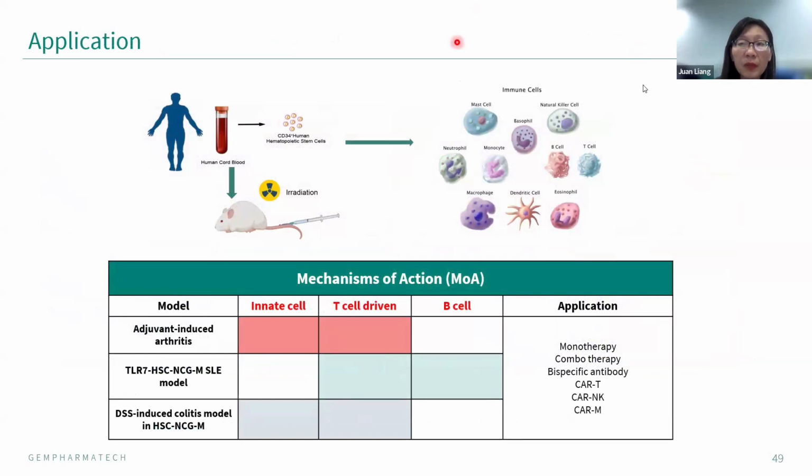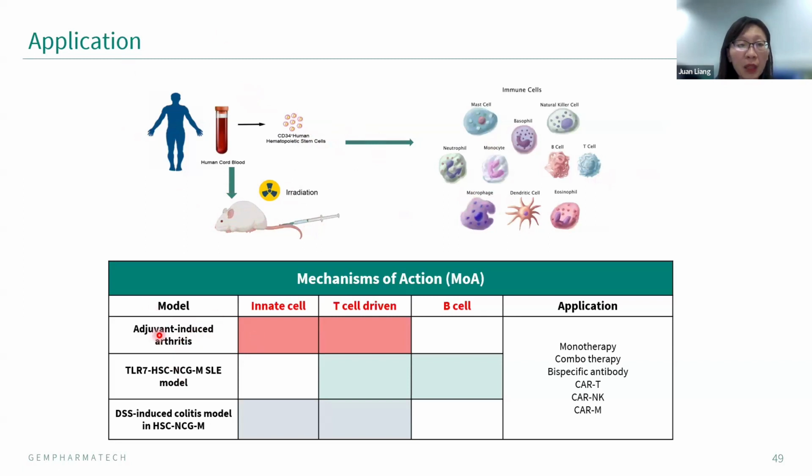So here is the summary of the immune reconstitution model we have generated at GemPharmatech. With transplantation of the human HSC into the mice, we could generate various immune cells like the T cell, B cell, DC cell, monocyte, neutrophil, macrophage. And then we establish the autoimmune disease based on this human immune cell reconstitution mice.